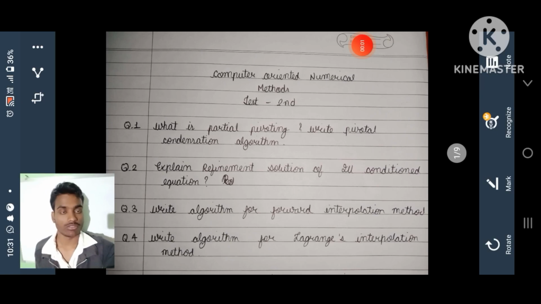So hello guys, this is Vinay Anandodi and we are going to solve the question number first of second test of computer oriented numerical method. That is, what is partial pivoting, right, pivotal condensation algorithm. So let's solve the question.